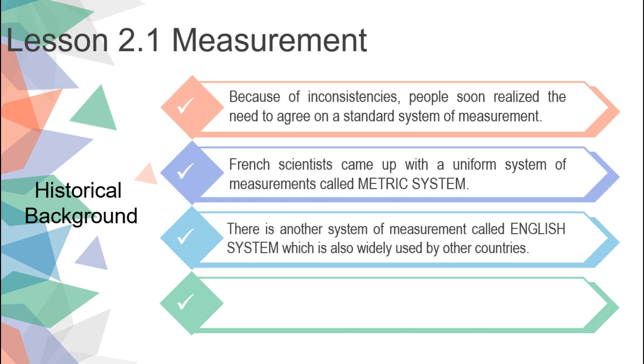There is another system of measurement called the English system, which is also widely used by other countries. The English system got its name from its origin, which is England. This English system is mostly used by people in the United States, Canada, and countries that are members of the Commonwealth of Nations, an association of sovereign states consisting of the United Kingdom and a number of its former dependencies.